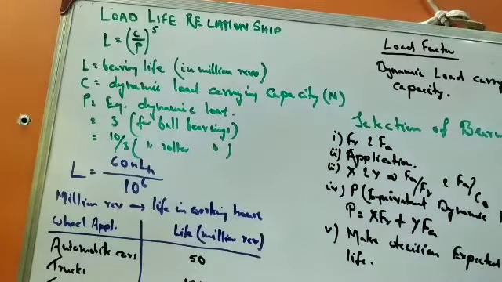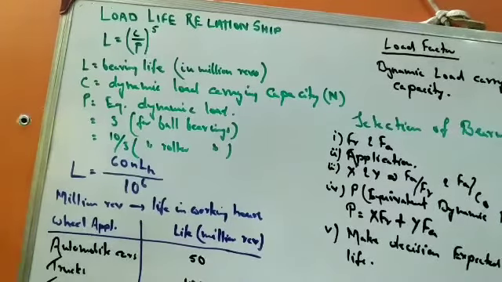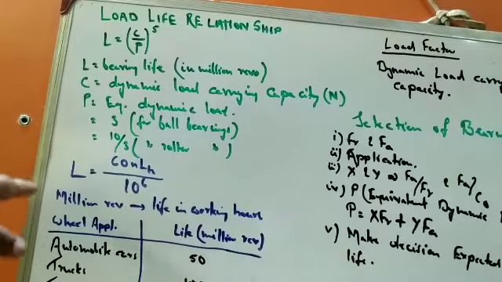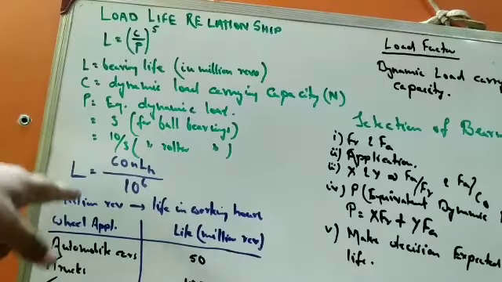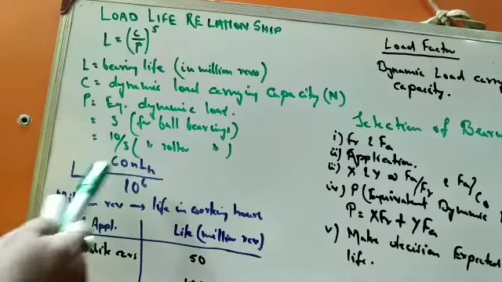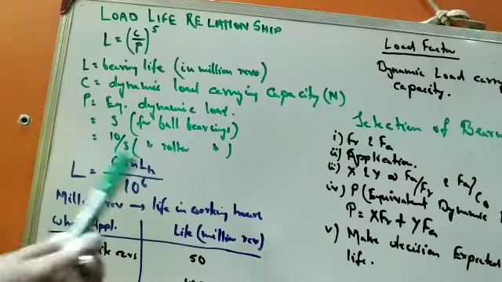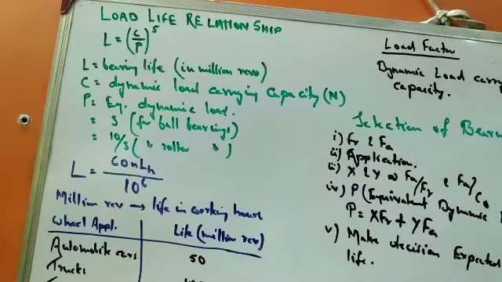Based on this, we get the value of L. Now the exponent p is normally taken as 3 for ball bearings and 10/3 for roller bearings. Now L can be calculated in working hours. So L = 60 N LH / 10^6, where LH is the life in working hours.